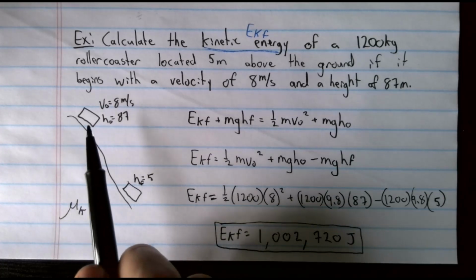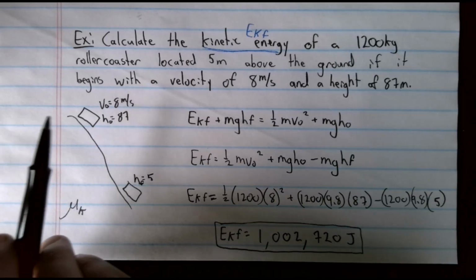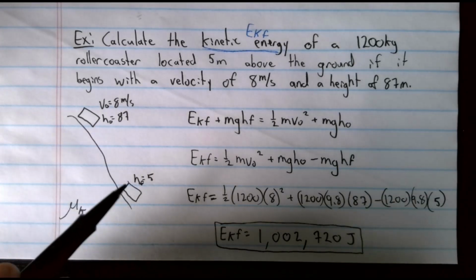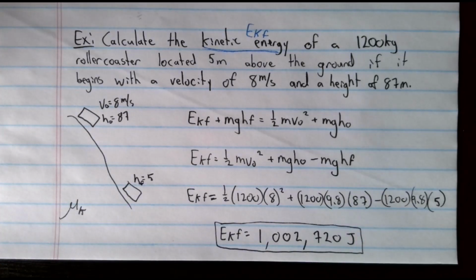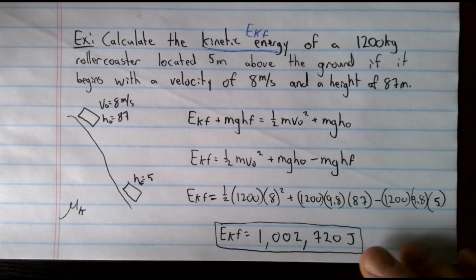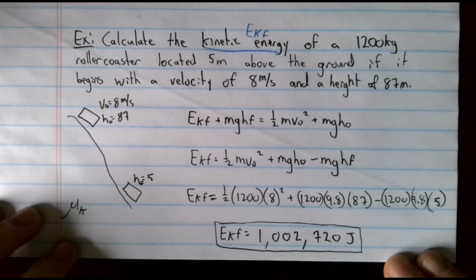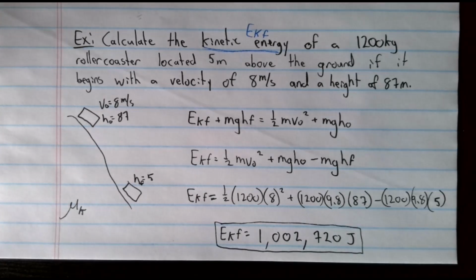Actually, the track probably curves a little bit. Probably curves this way, so it would actually be a problem that's impossible to solve for us without the use of calculus. So conservation of energy makes things a little simpler. We'll do one more example here.